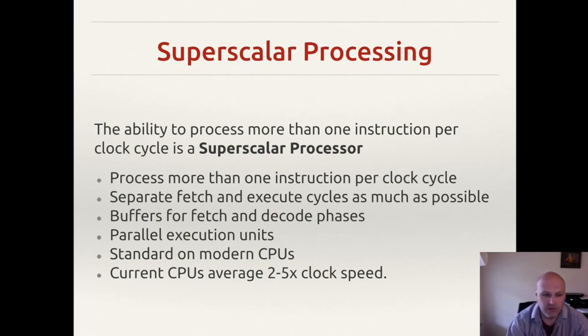So if we go back to that 4 gigahertz CPU that we were using as an example before, if we achieve the high end of this, if we achieve a 5x return, we would actually be pumping out 20 billion instructions per second on a 4 gigahertz CPU.